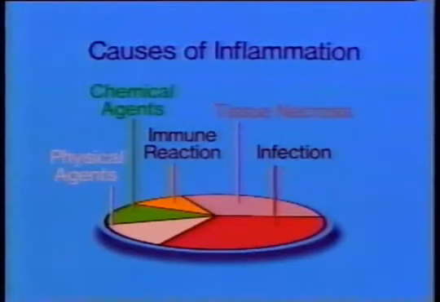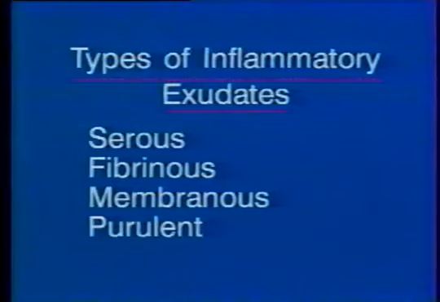Acute inflammation has many different causes and can occur in almost any tissue. The specific type of injury and the type of tissue influence the character of the exudate which develops. The various kinds of exudates will now be described. The important ones are serous, fibrinous, membranous, and purulent.